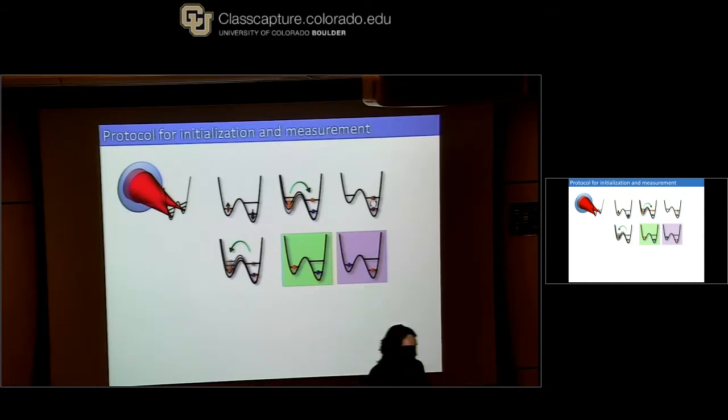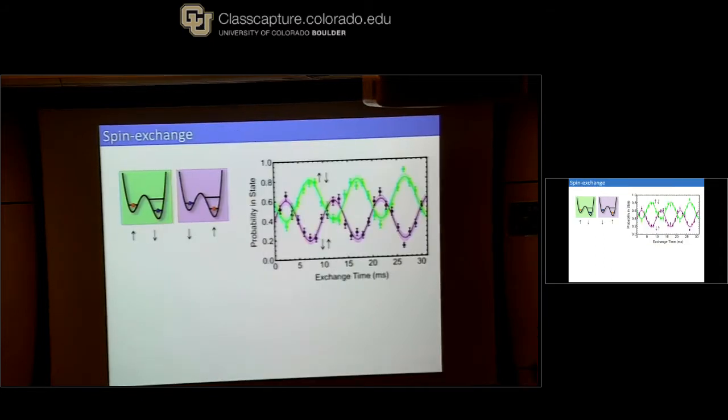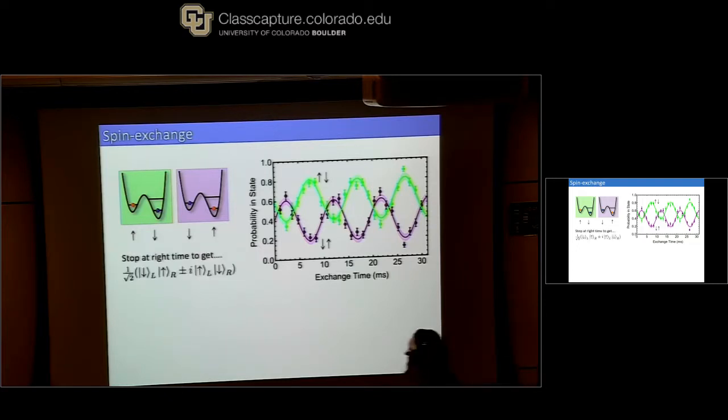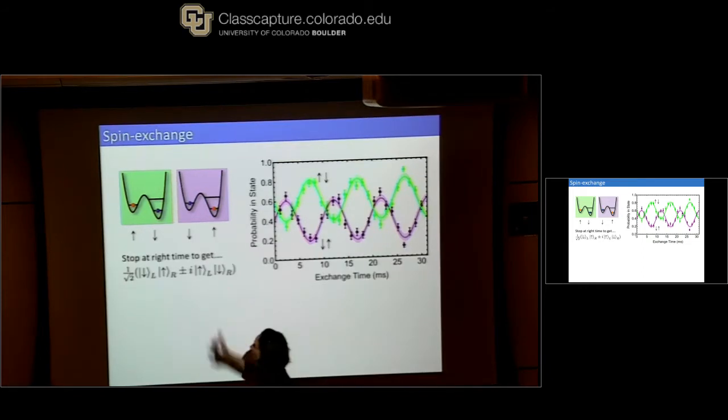And I want to keep track of what I measure as a function of a variety of parameters. So here we can vary the exchange time, the time that we're letting the atom sit on this particular well. And then we can see things oscillate from up down to down up. And if we stop at the right time, then we get this state here, down up plus i up down.